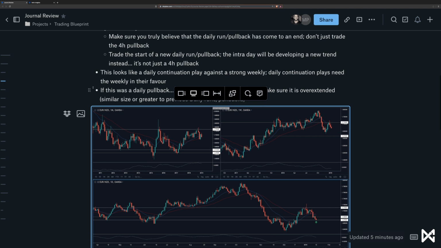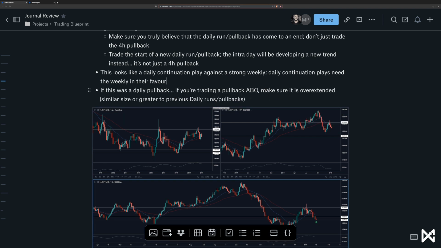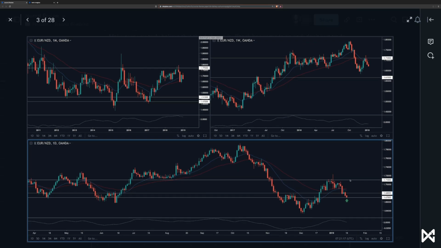And last point, if this was a daily pullback, and you're trading a pullback ABO, make sure it is overextended, right? Similar size or greater to previous daily runs. So overextended, meaning whenever you're taking a daily pullback, you're looking for an overextended run, like in this case. You can see this run here on a daily chart from October to November went on quite far. And you can see the weekly chart was accelerating until it stopped accelerating, and then had a slight little pullback off of that 1.66 level.